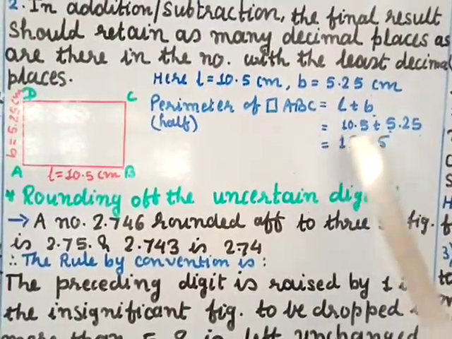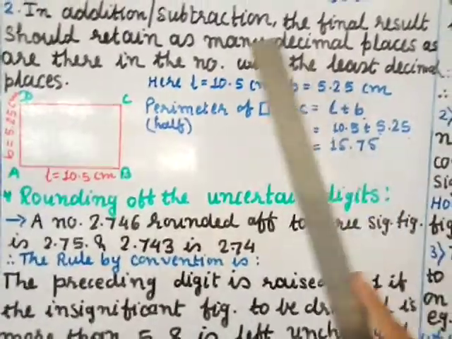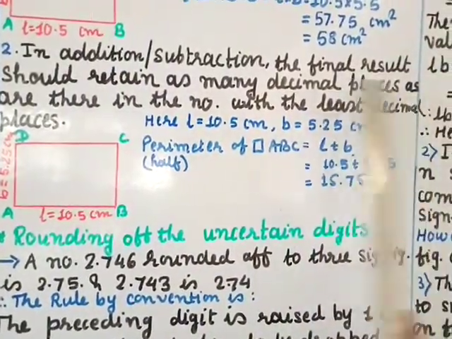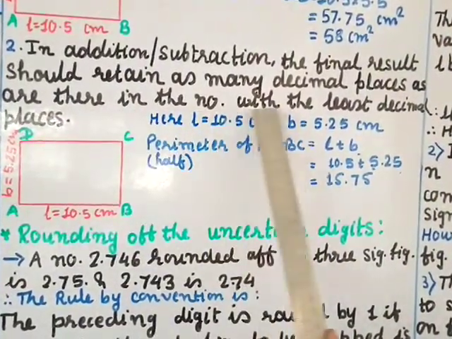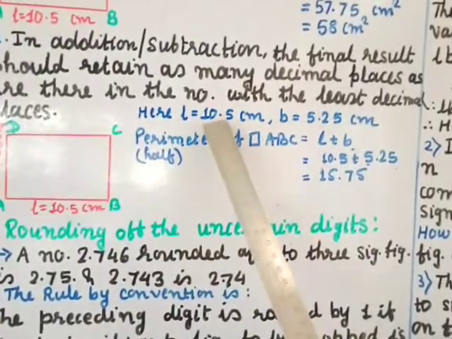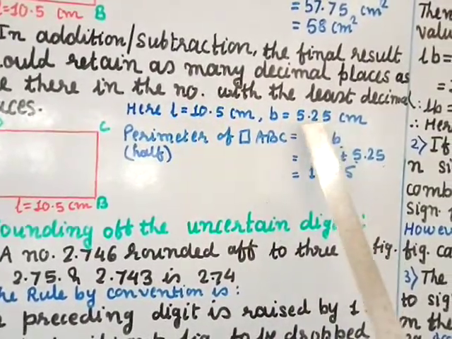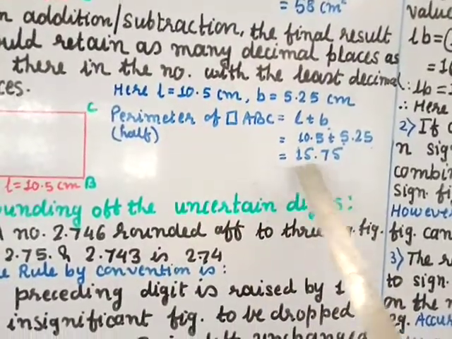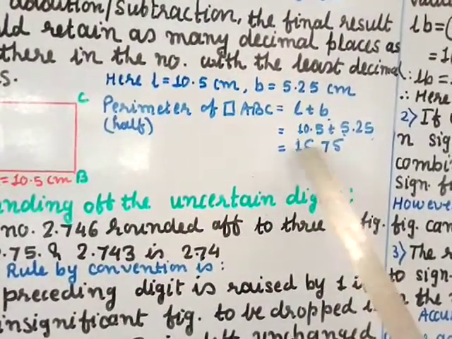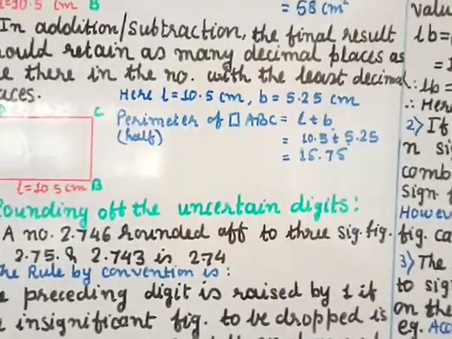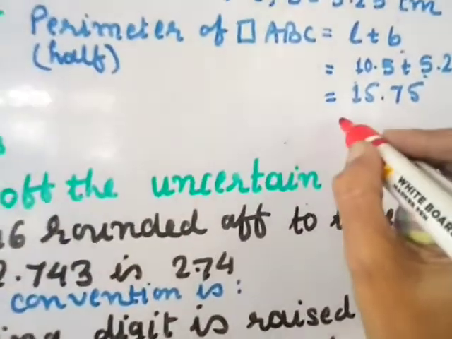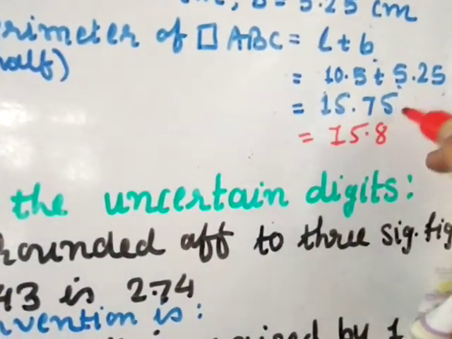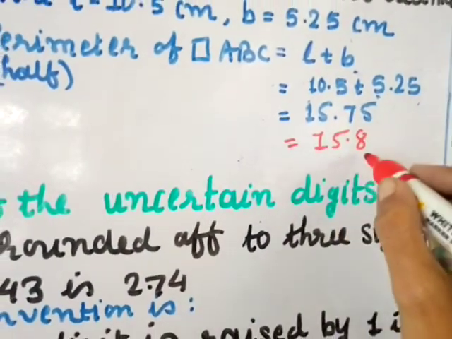Add up, so 15.75. Okay, what is the rule? The rule is it should retain as many decimal places as are there in the number with the least decimal places. Here the decimal place is 1, here the decimal places are 2. So your answer should have 1, right? So what will be the answer here? You have to round off, so 15.8. Okay, let me write it. 15.8, we have to round up the 5, so it will come 15.8, right?